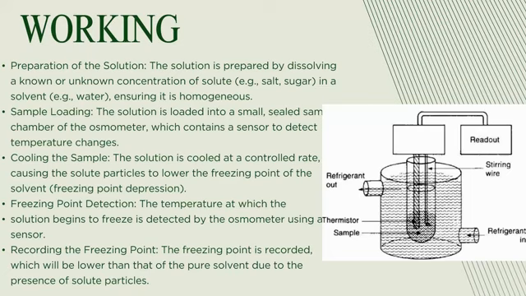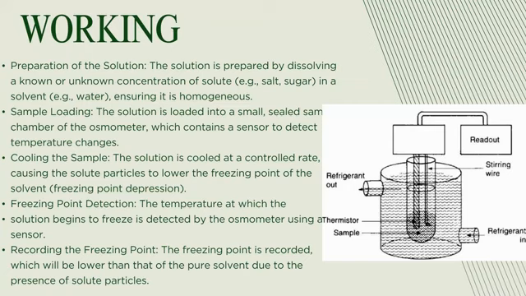The chamber usually contains a small sensor that detects temperature changes as the solution is cooled. The osmometer starts cooling the sample at a controlled rate. This cooling process needs to be uniform to avoid introducing errors in the freezing point measurement. As the solution cools, the solute particles in the solution interfere with the formation of the solid ice structure. This is because the solute particles lower the freezing point of the solvent, which is also known as the freezing point depression. As the temperature drops, the solution reaches a point where ice begins to form.